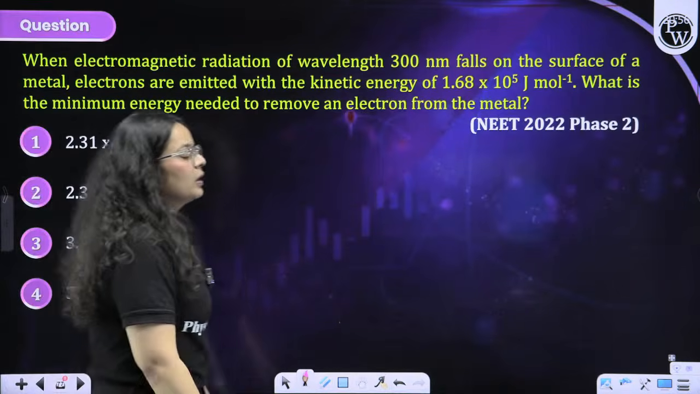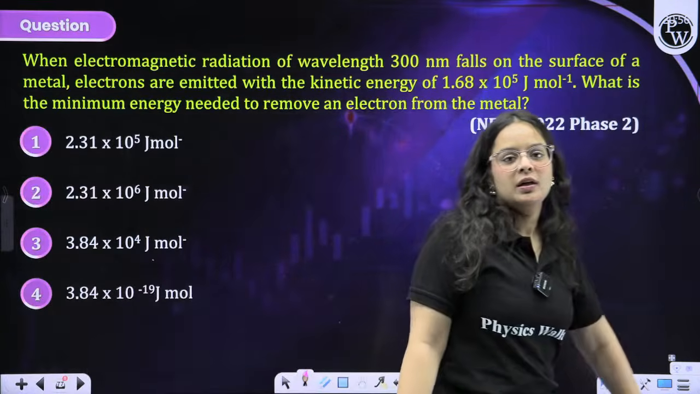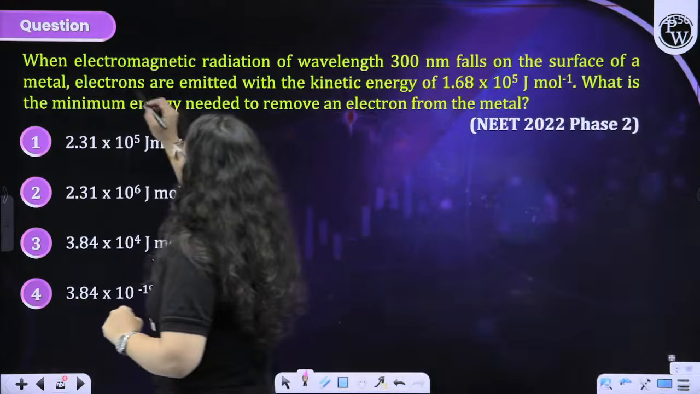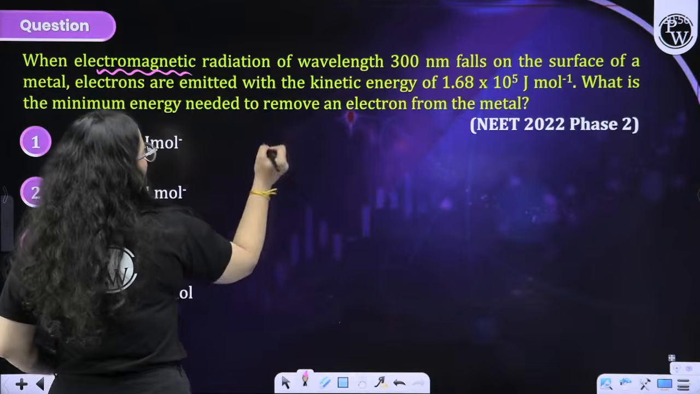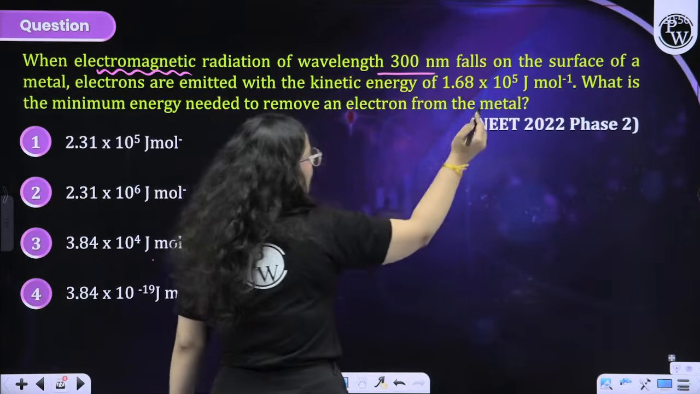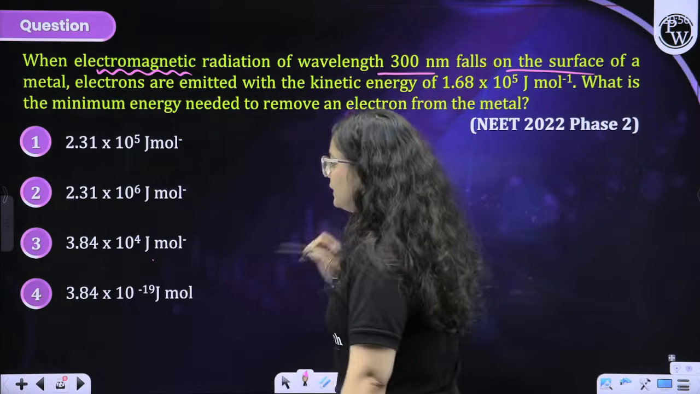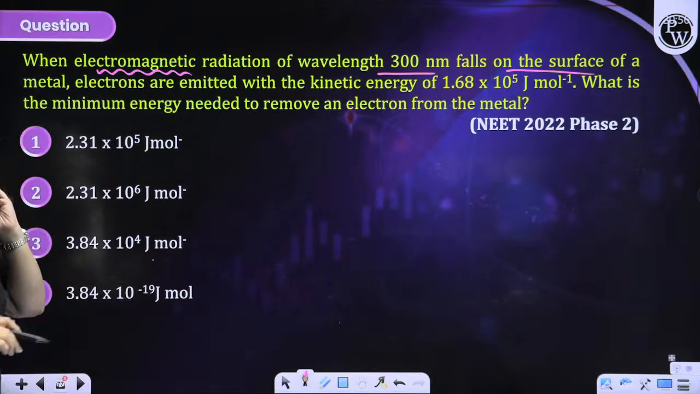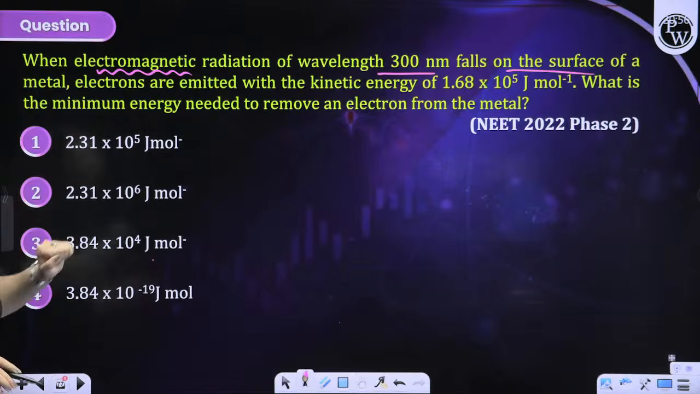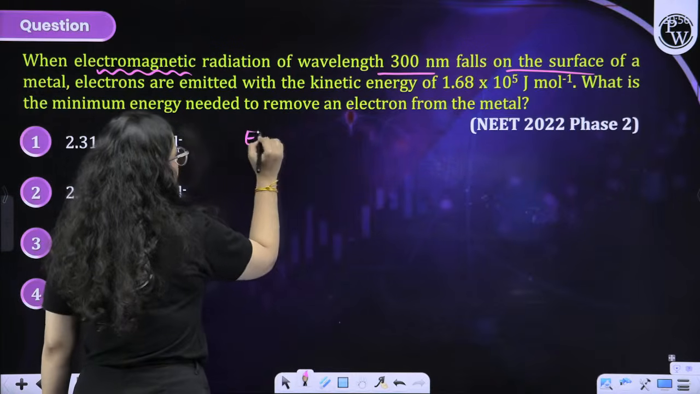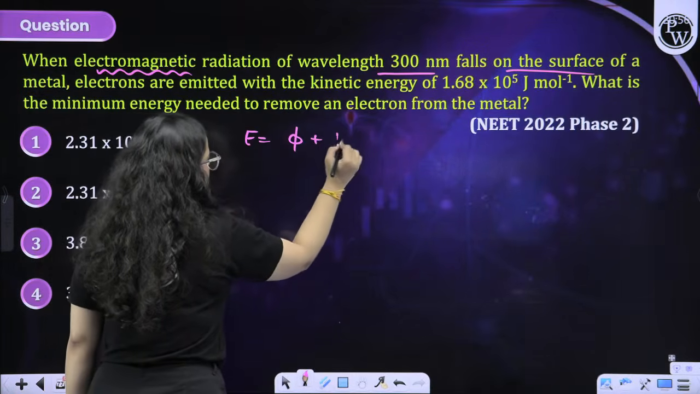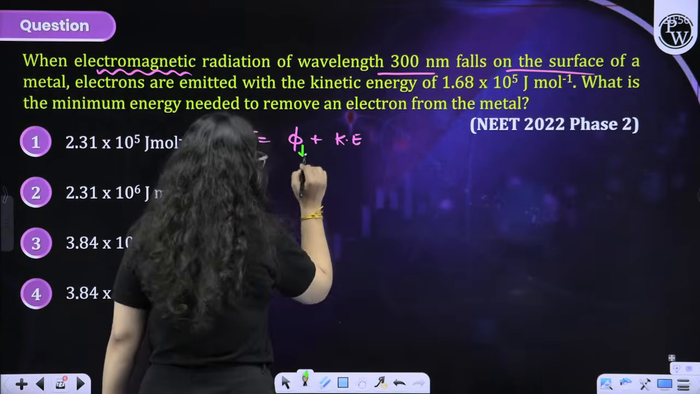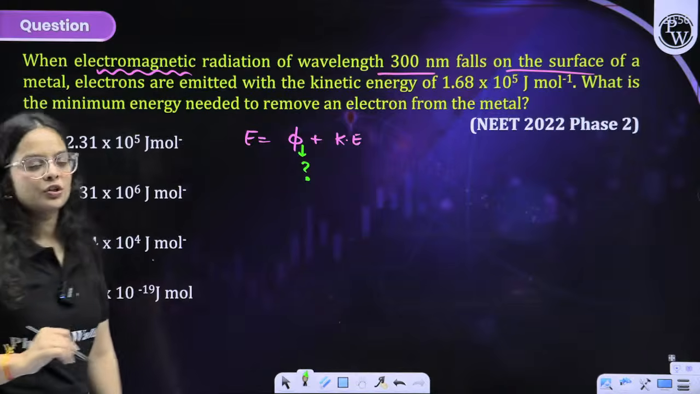Now let us cover your NEET question on this particular topic. See over here, when electromagnetic radiation of this wavelength falls on the surface of a metal, electrons are emitted with this much kinetic energy. What is the minimum energy? That means energy is equal to phi plus kinetic energy. They are asking about the minimum energy, that means they are asking about the work function.